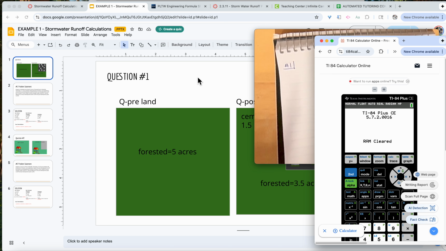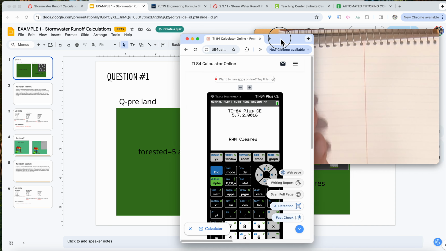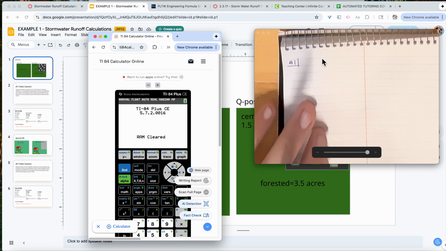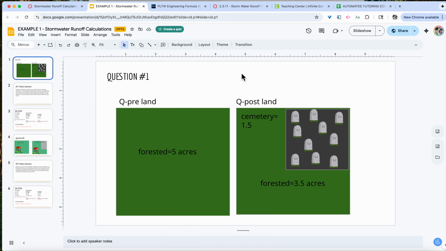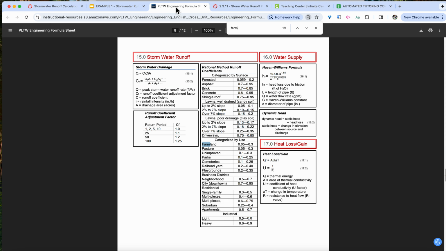Everybody, in this video, we're going to be going through an example stormwater runoff calculation question. So what I've got here is the TI-84 calculator emulator. We're going to be using this, as well as my notes here. And then here's our problem. I also have the PLTW engineering formula sheet. If you search for stormwater runoff, you can end up finding that. So let's go ahead and begin.